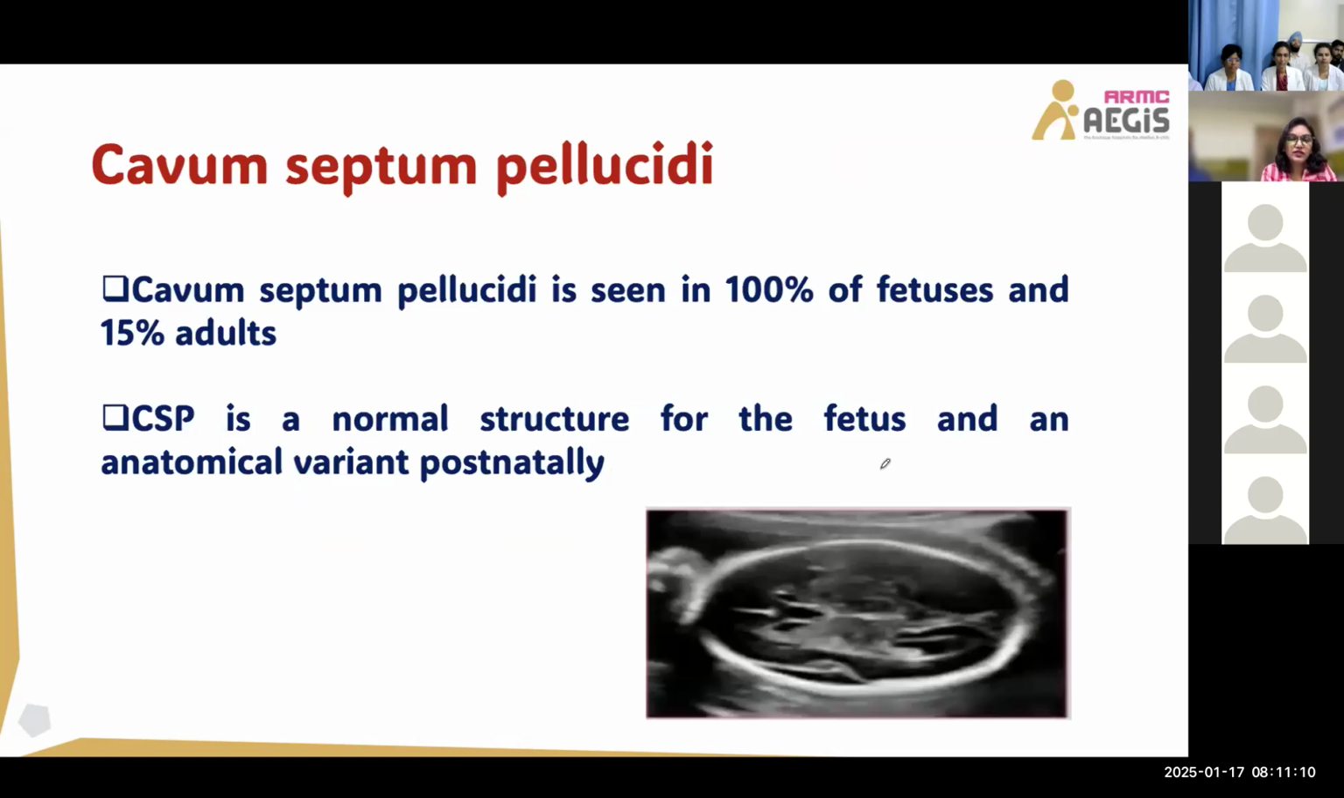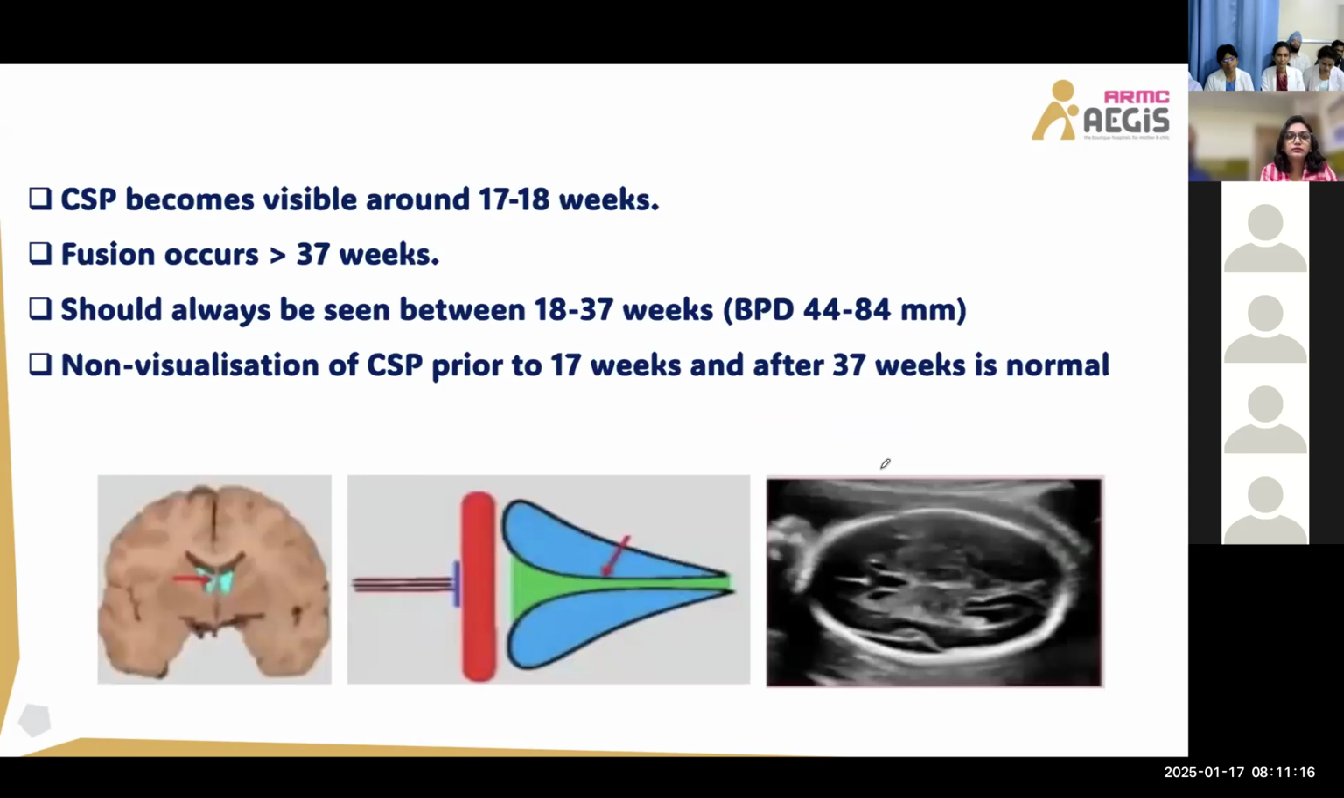So it is a normal structure for the fetus, and if it is found postnatally, then it is considered to be an anatomical variant. CSP becomes visible by around 17 to 18 weeks of gestational age, and the fusion starts occurring by 37 weeks of gestation. So it should always be seen between 18 to 37 weeks, whereas non-visualization of CSP prior to 17 weeks and after 37 weeks is actually considered to be normal.